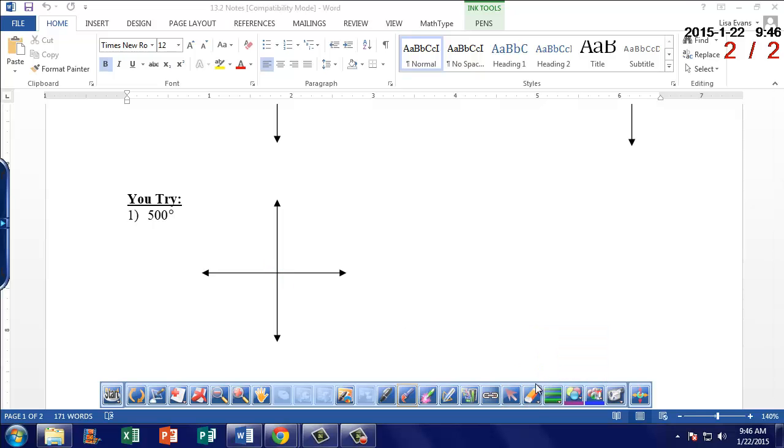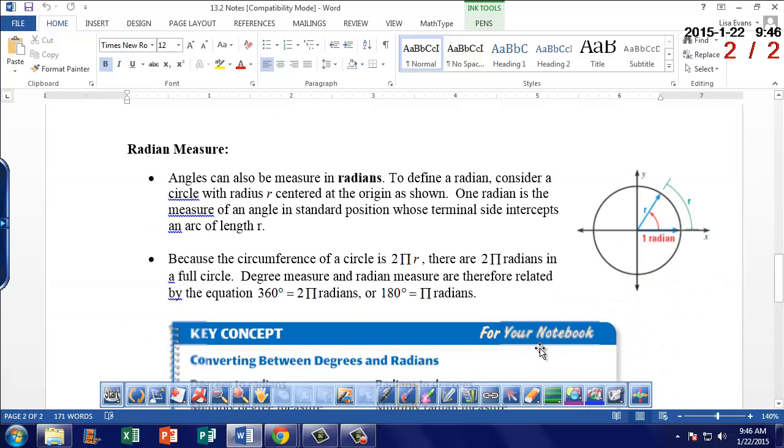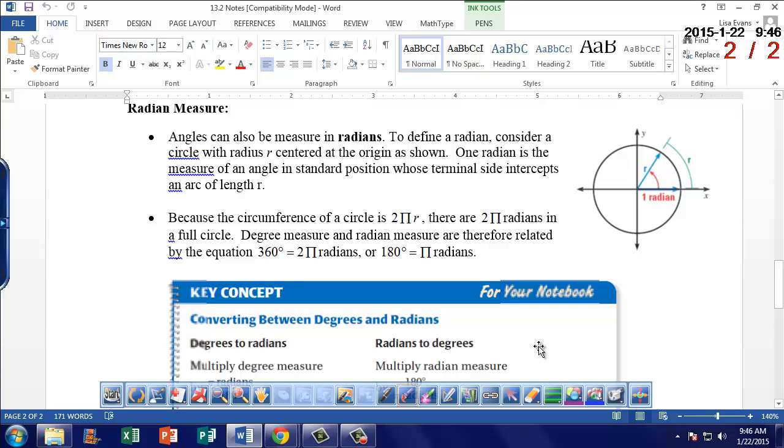Okay, now the next thing we have is radian measures. A radian measure is another way to measure angles. We have degrees and radians. Angles can also be measured in radians. To define a radian, consider a circle with radius r centered at the origin as shown. 1 radian is the measure of an angle in standard position whose terminal side intercepts an arc of length r. Because the circumference of a circle is 2 pi r, there are 2 pi radians in a full circle.